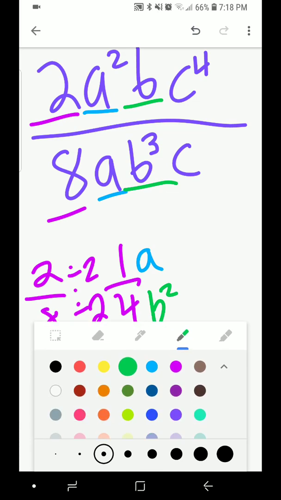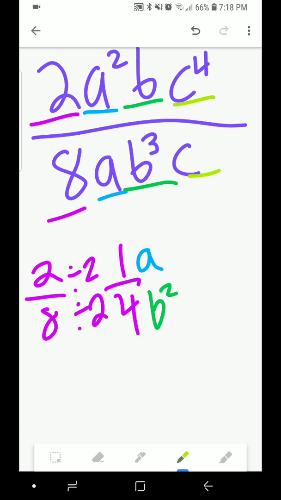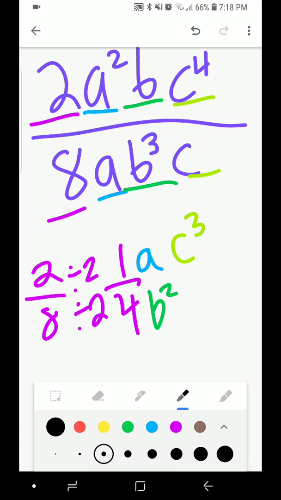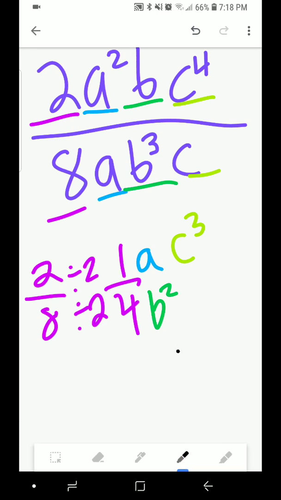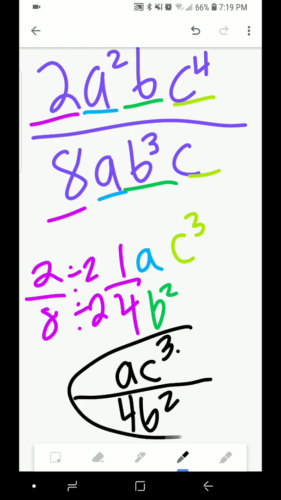Then we need to look at c's. And we have c to the 4th over c, so it's going to be c to the 3rd on the top. So let's rewrite this because that kind of came out pretty messy. So we have 1ac to the 3rd, which we don't need to write the coefficient of 1. We can just simply write that all over 4b squared. And that is our answer for that.